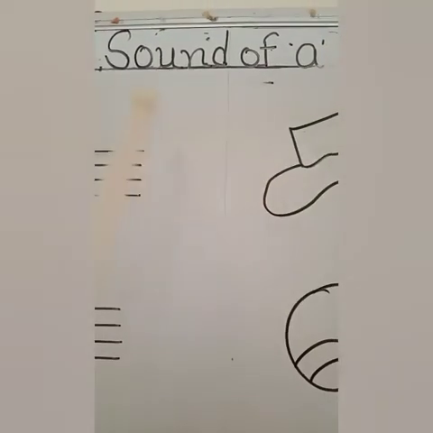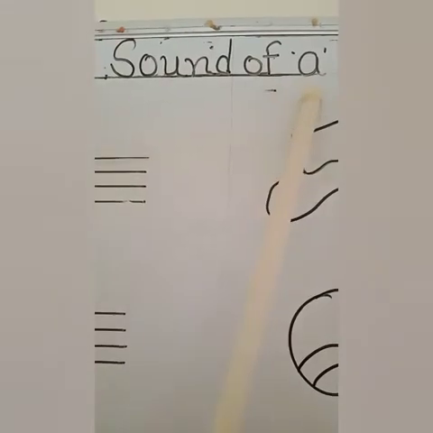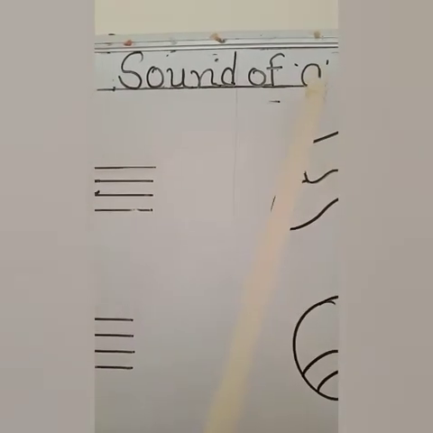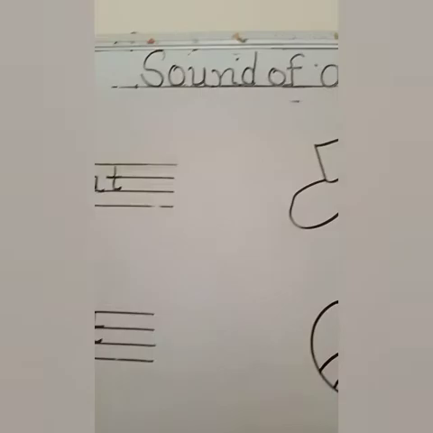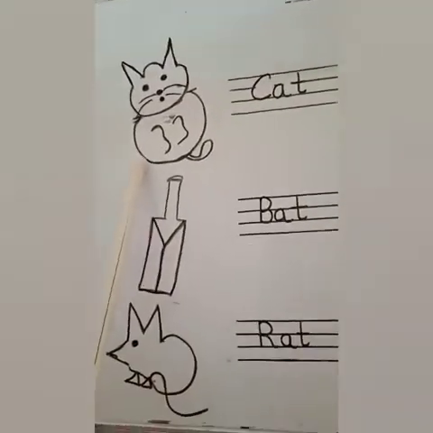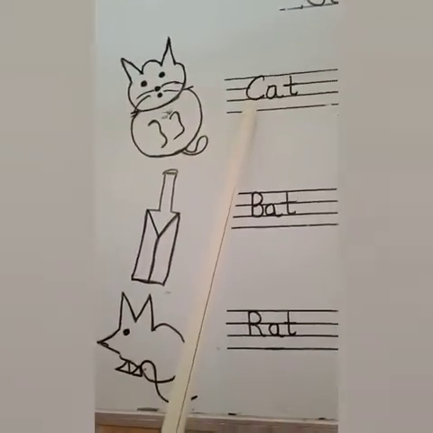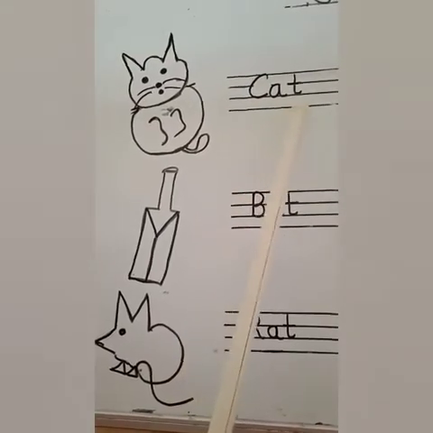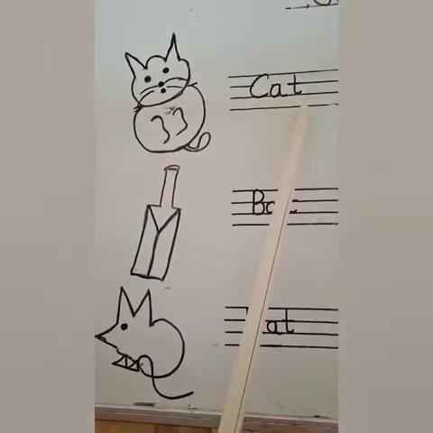Students, today we learn and write sound of A words. Let me start. According to phonic sounds, A means act. What is this? This is a cat. According to phonic sound, C, ka, ant, C-A-T, cat.